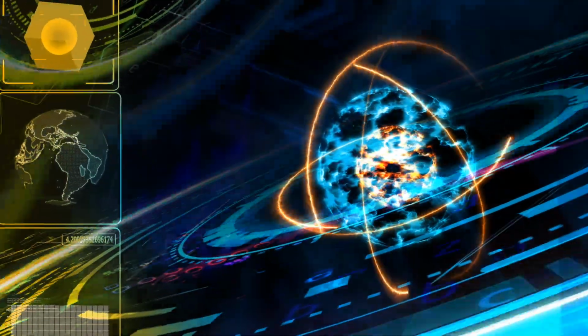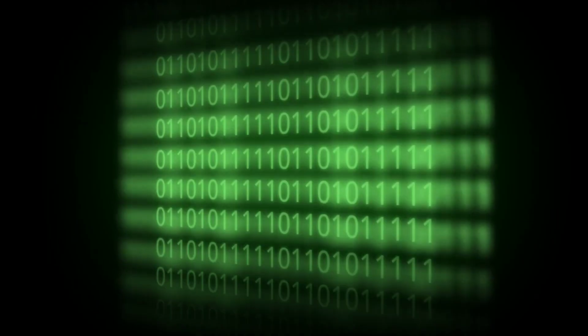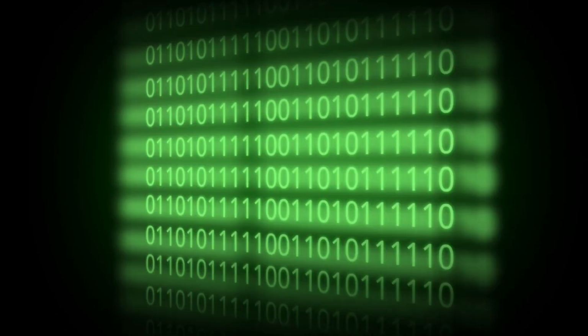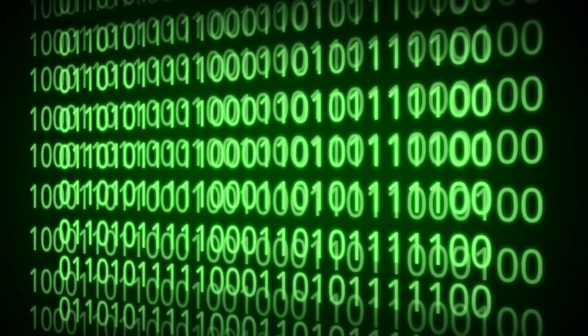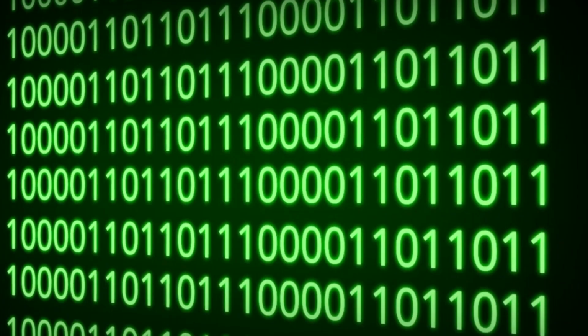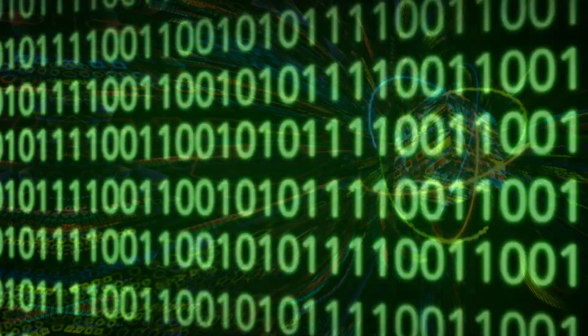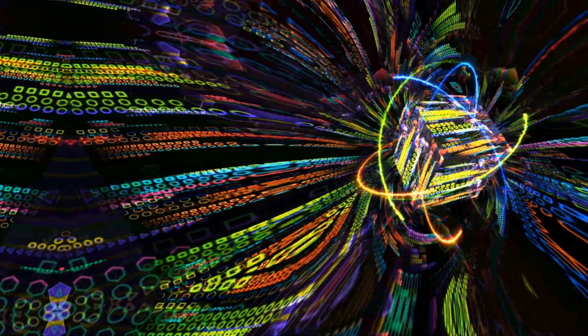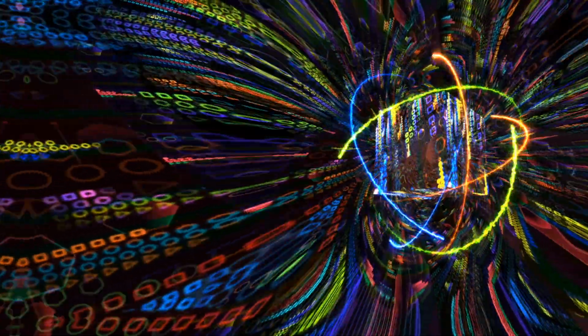One of the key differences between quantum computers and classical computers is the way they store and process information. Classical computers use bits, which can represent either a 0 or a 1, to store and process information. Quantum computers, on the other hand, use quantum bits, or qubits, which can represent both a 0 and a 1 simultaneously. This allows quantum computers to perform many calculations in parallel, making them much faster than classical computers.